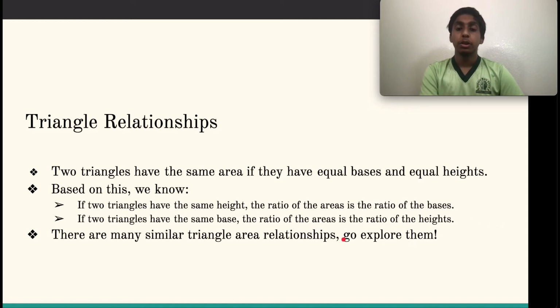So based on that, you can probably figure out a ratio of the areas, or the heights in this case, and based on that, you should be able to solve triangles if they give you a certain value and ask you for other values. Now, there are many similar triangle area relationships.